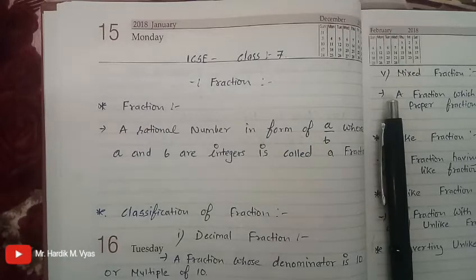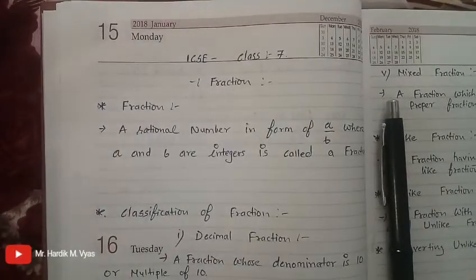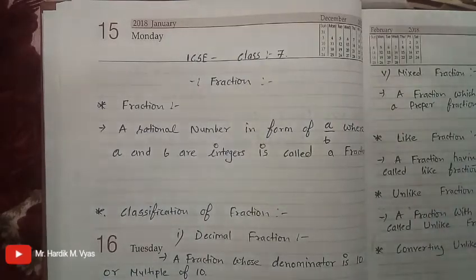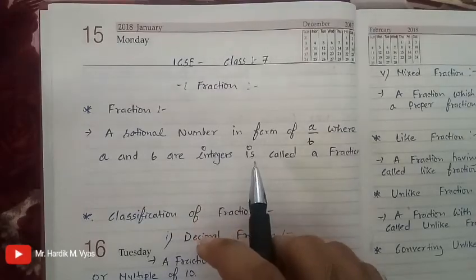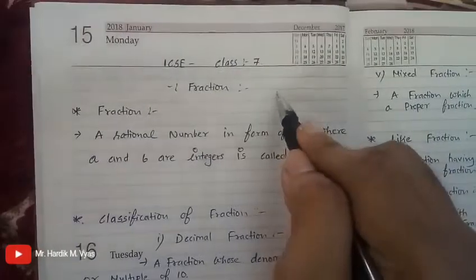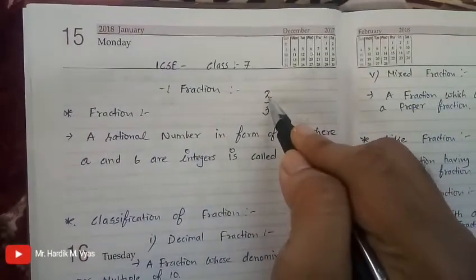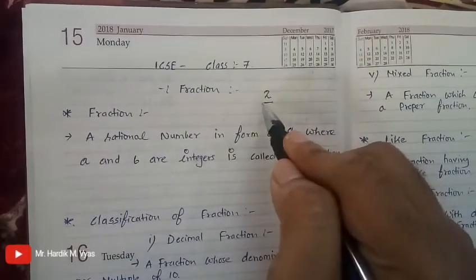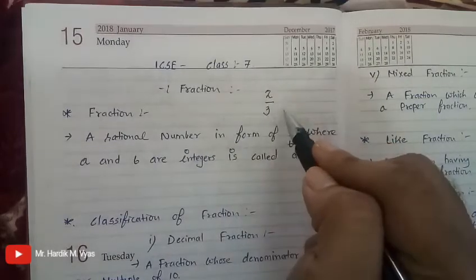First of all, what exactly is the definition of a fraction? A rational number that is in the form a upon b, where a and b are integers, is called a fraction. That means if I say 2 upon 3, here 2 is a, 3 is b. So can I say it's in a upon b form? Yes. So 2 upon 3 is a fraction.